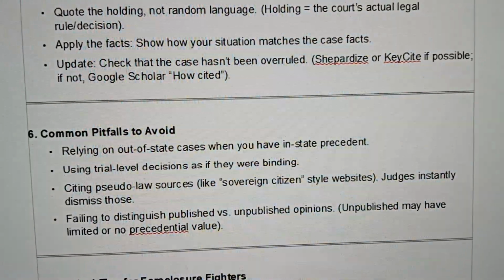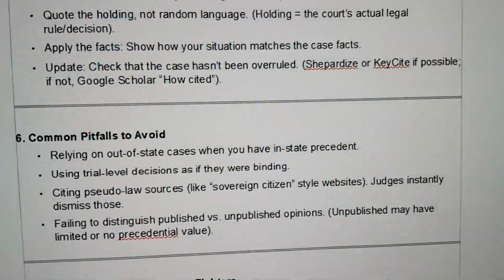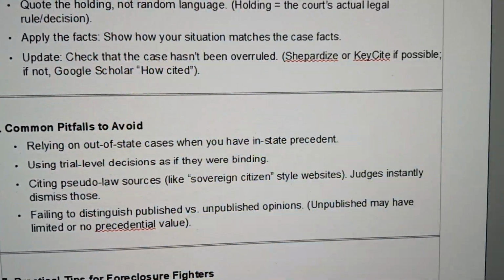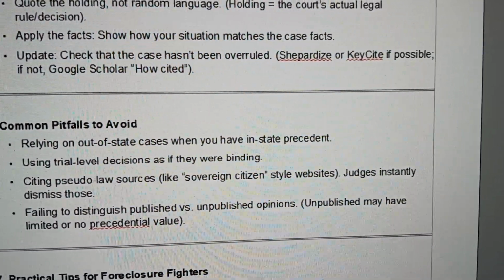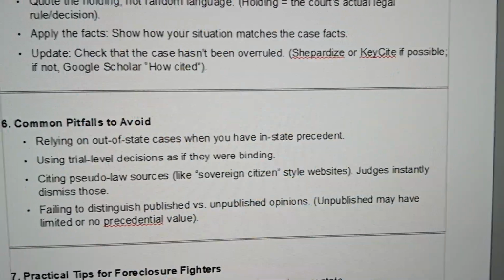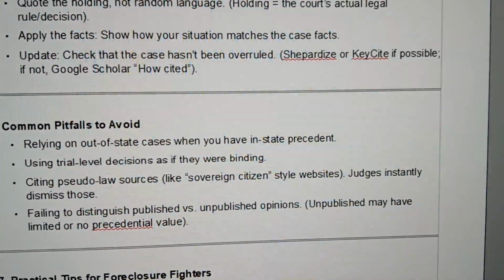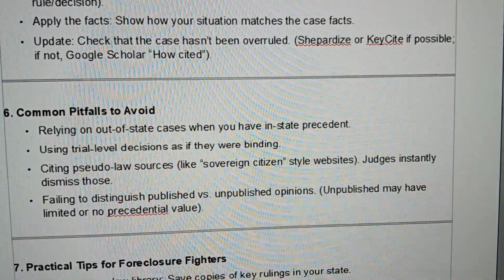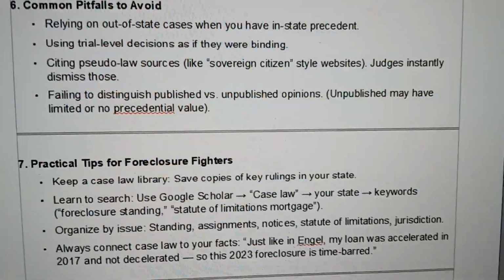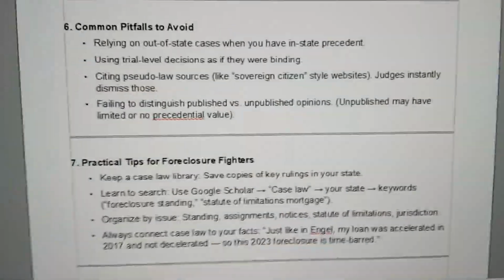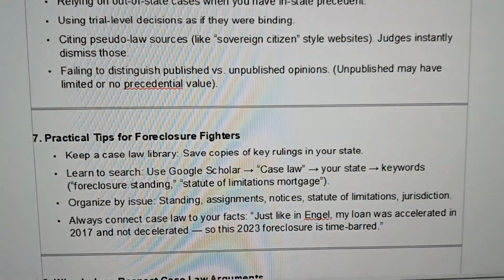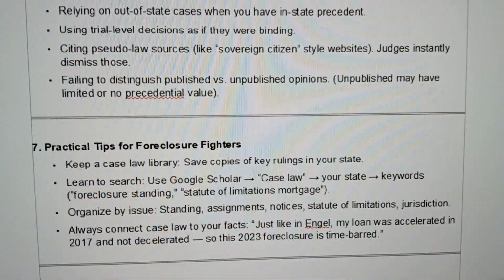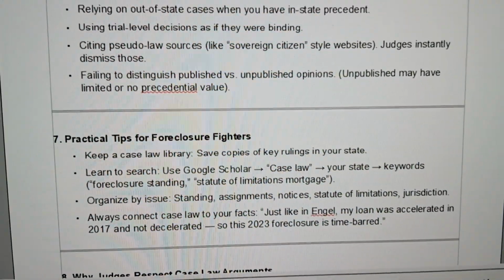Another pitfall is using trial-level decisions as if they were binding, or citing pseudo-law sources like sovereign citizen-style websites. Judges instantly dismiss those. Failing to distinguish published versus unpublished opinions: unpublished may have limited or no precedential value, so keep that in mind too. Practical tips for foreclosure fighters: keep a case law library. Save copies of key rulings in your state. Learn to search using Google Scholar or Sentient.